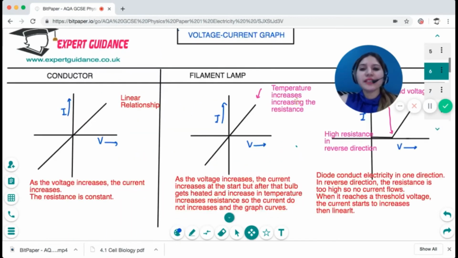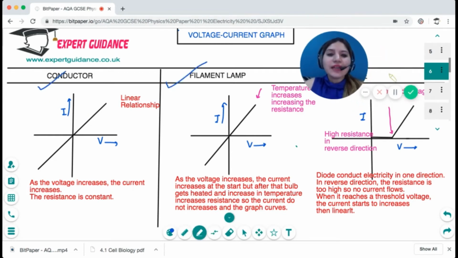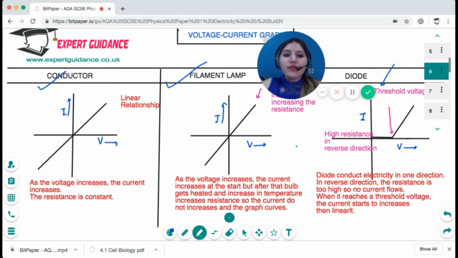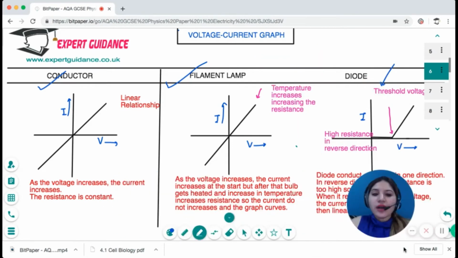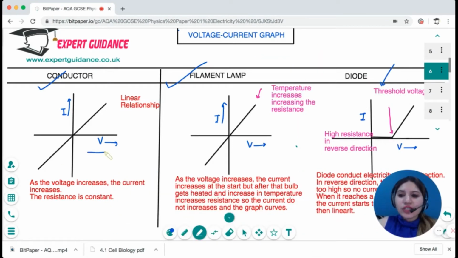All right, now this is a very important part. You need to draw voltage-current graphs of a conductor or a resistor, a filament lamp, and a diode. Now, in a conductor, as the voltage increases, the current increases, a linear relationship, provided the temperature remains constant, and this is also known as Ohm's law.